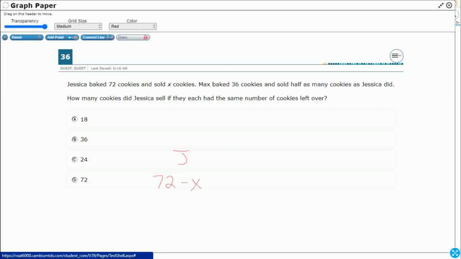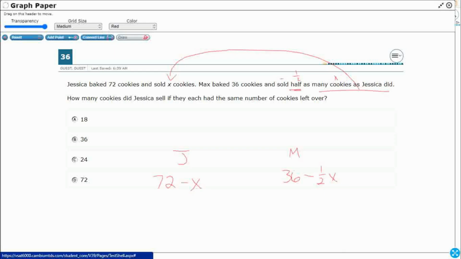Okay, Max baked 36 and sold, it's minus half as many as Jessica did. Okay, that's kind of confusing. I got the half as many cookies as Jessica did. Well, what did Jessica sell? Jessica sold x. So I guess it's minus 1/2 x. So I've got two different expressions. How many cookies did Jessica sell if they each had the same number of cookies left over?